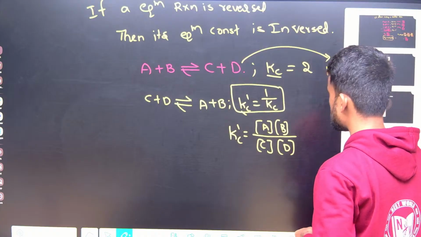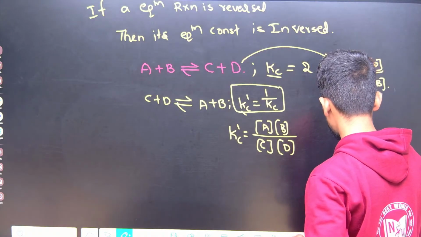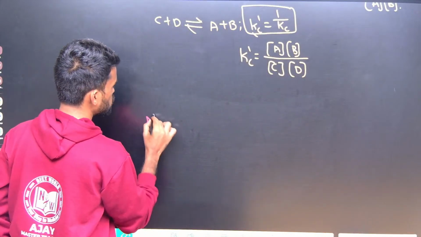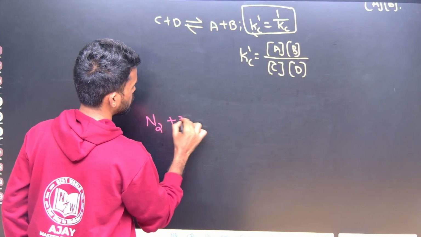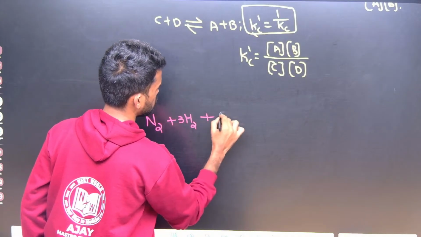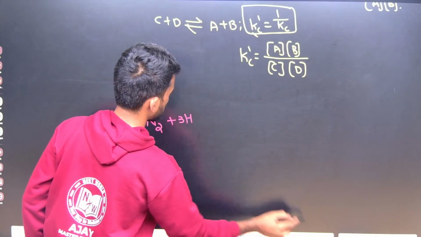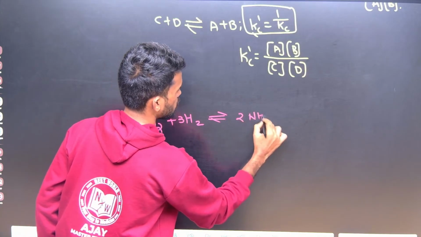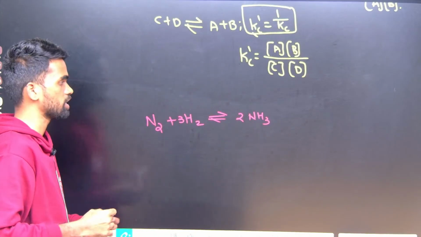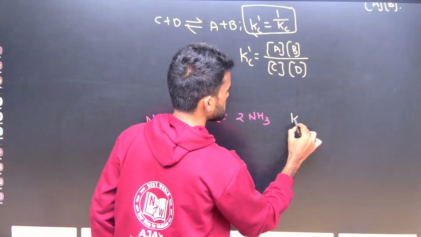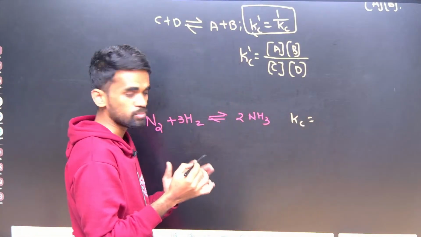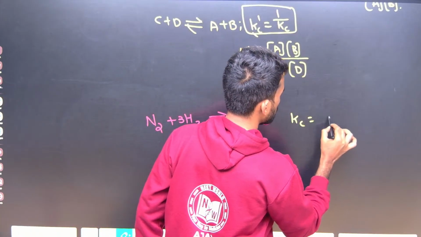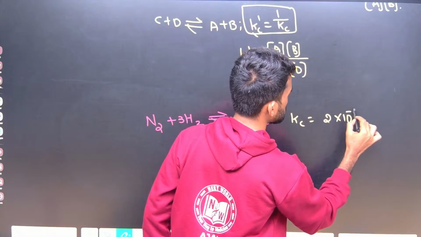Yeah, so I just want to ask you one question. So tell me, for formation of ammonia, this is an equilibrium reaction given. So they are saying Kc is equal to, just assume that, Kc is equal to 2 into 10 power minus 3.